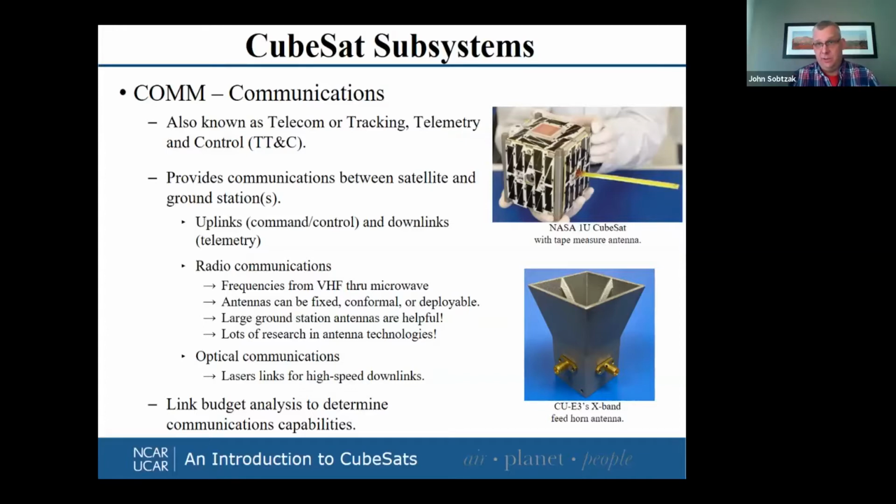One of the things you'll need when you design your CubeSat is you're going to have to do a lot of link budget analysis to determine the capabilities. And this will tell you how much data can I get down using this antenna, how much power do I need on my transmitter, which then feeds back into how much power do I need from EPS and how much heat am I going to generate. It's all interconnected, but the link budget analysis really comes in handy to help you figure that out.